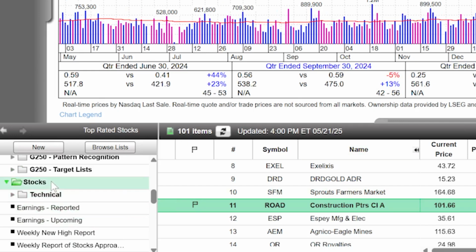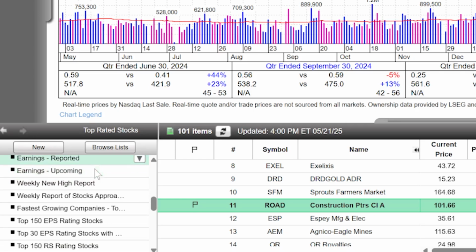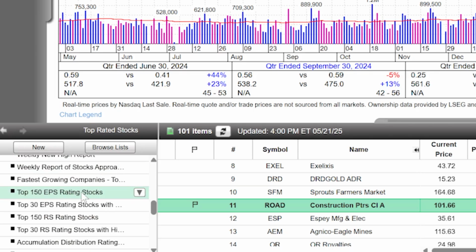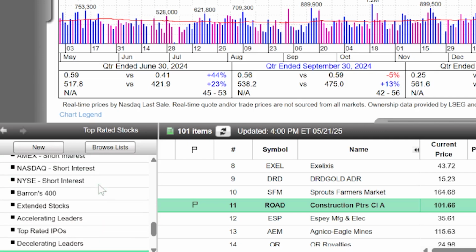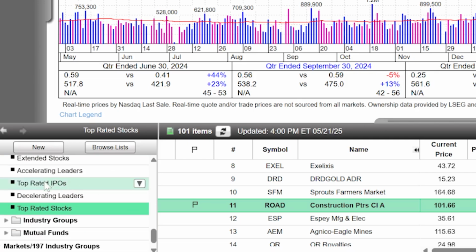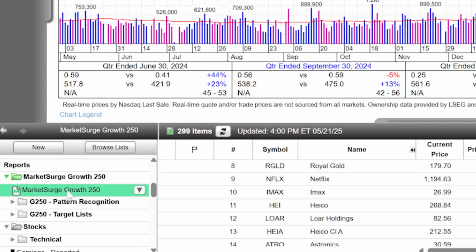There are also other lists that MarketSurge comes with. So you're going to find these under this stocks folder here. And you can see that there are lists for stocks with upcoming earnings, recently reported earnings. You can look at the top 150 stocks by EPS rating. You can look at timeliness stocks. You can look at top-rated IPOs. So there's a lot of different options here. And MarketSurge also has this Growth 250 list, which is a curated list of 250 growth stocks that MarketSurge thinks are worth watching.